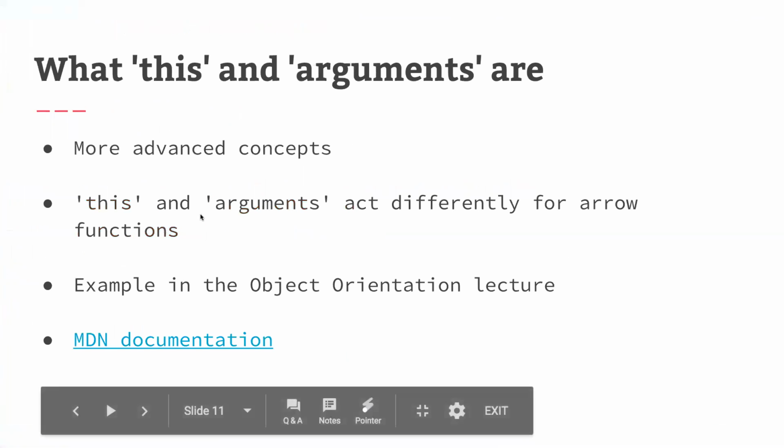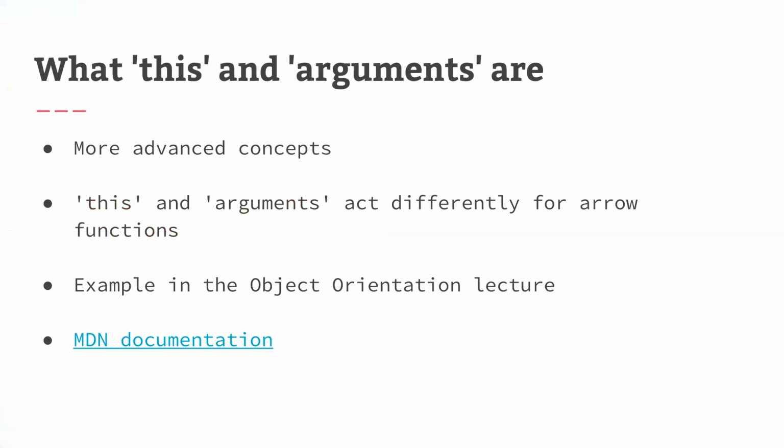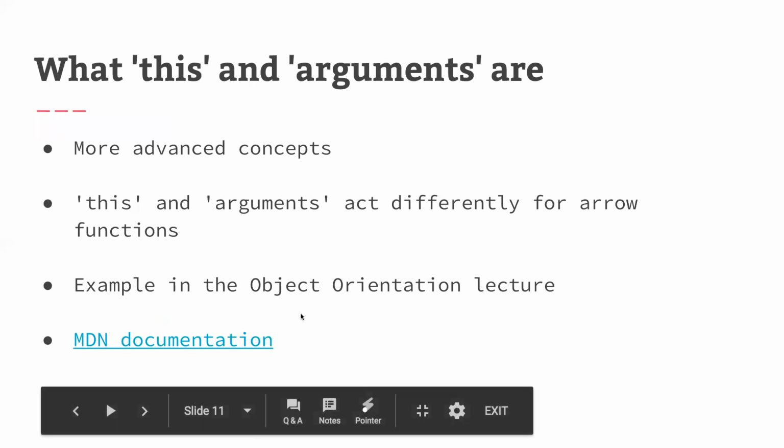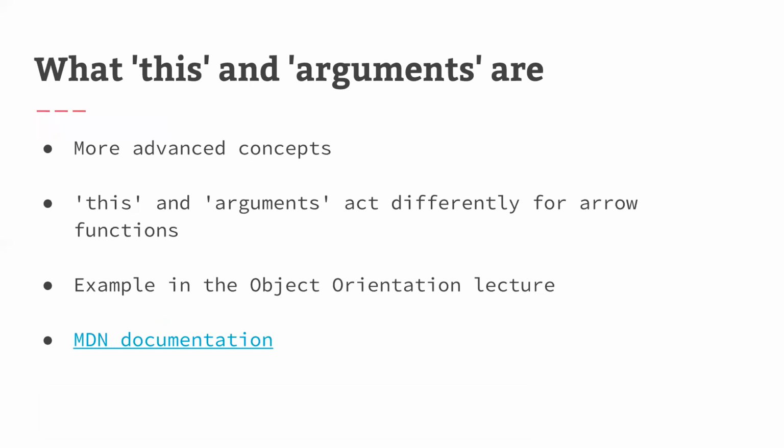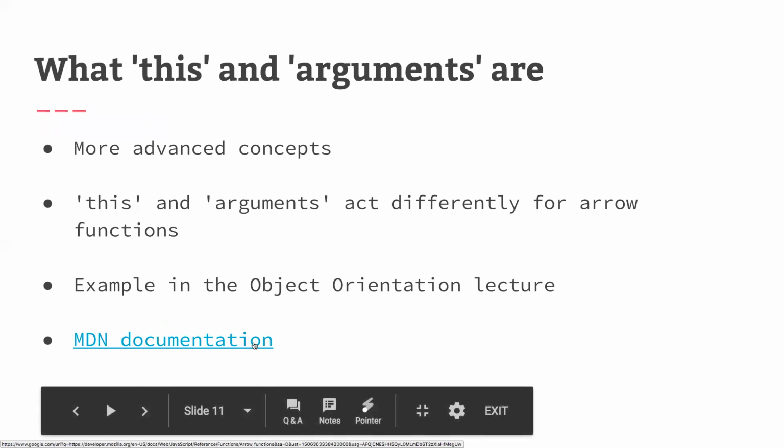All right. So the other thing about arrow functions is they change what this and arguments are. Those two keywords act differently for arrow functions. There is going to be an example in the not yet written object orientation lecture, coming soon. But if you really want to read about it, I have a link to the MDN documentation here.